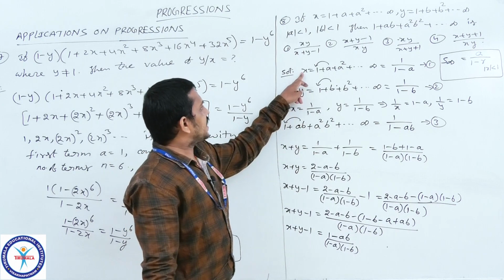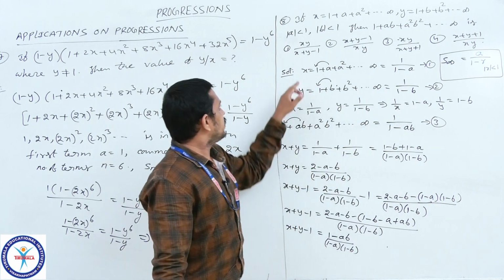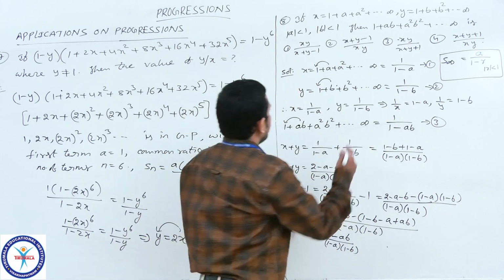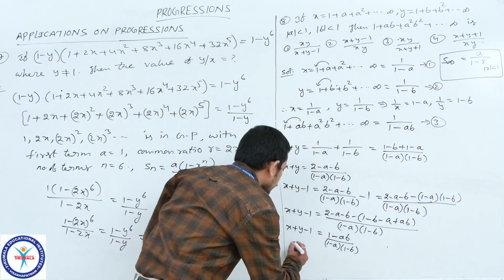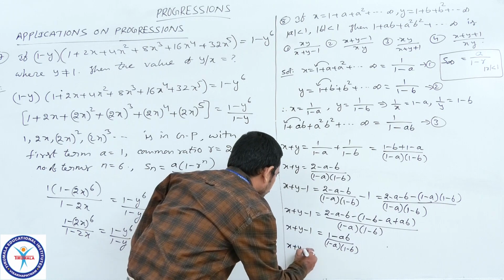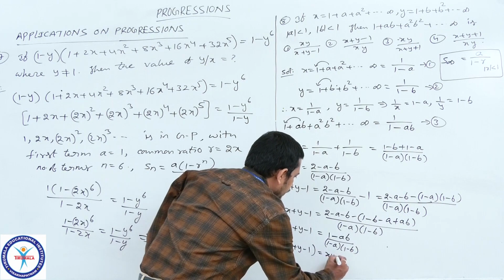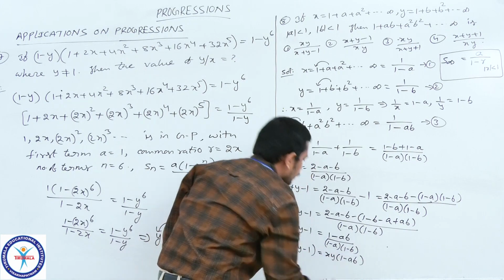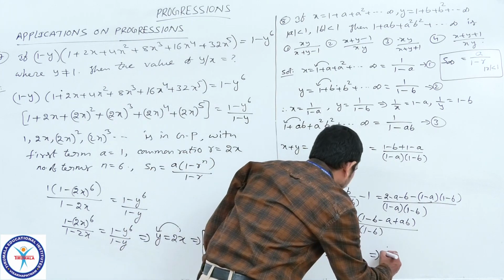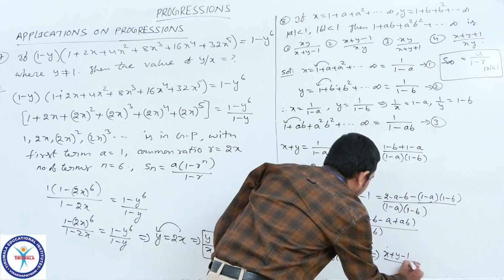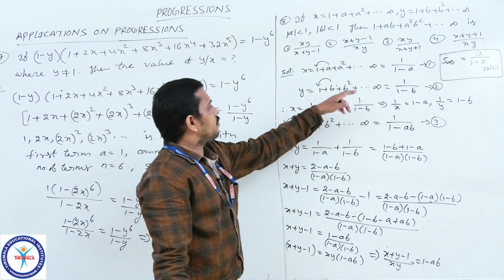See here x is equal to 1 by 1 minus a, y is equal to 1 by 1 minus b. Then what is x into y? x into y is equal to 1 by 1 minus a into 1 minus b. So, here this is equal to x plus y minus 1 into 1 by 1 minus a into 1 minus b, means xy into 1 minus ab. By taking xy on left side, we have x plus y minus 1 by xy is equal to 1 minus ab. But what is 1 minus ab?